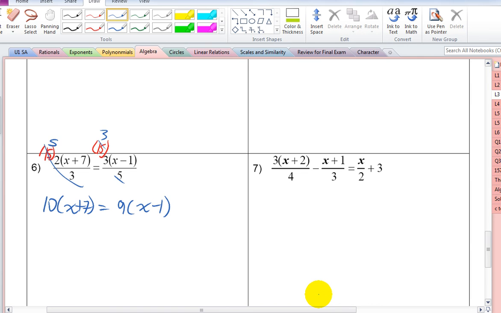Okay, you're going to see more of these type tomorrow. Well, I'll probably see a couple today. So you have to multiply by what's already there. So then you get 10x plus 70 equals 9x minus 9. I showed an extra step just so you can see what to do with this 2 and the 5. It's 5 times 2, and here we have the 3 times the 3 to give us the 9. Questions?